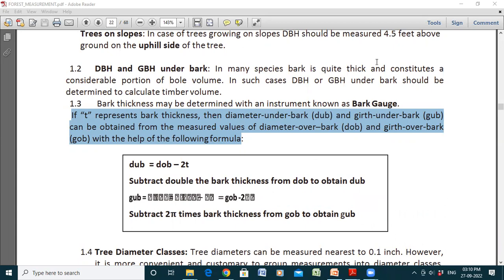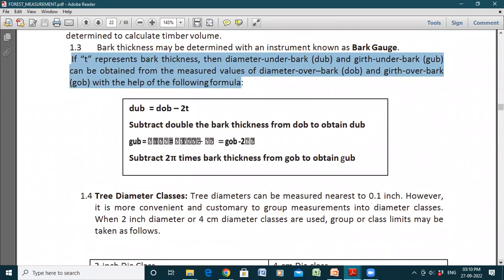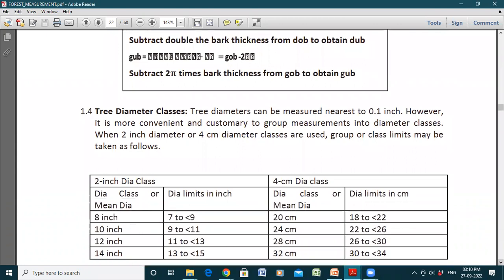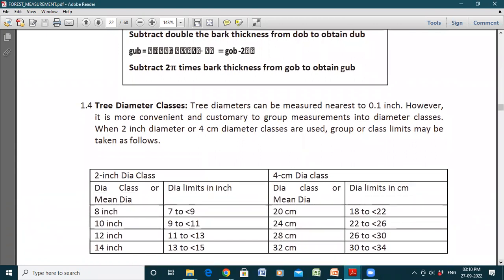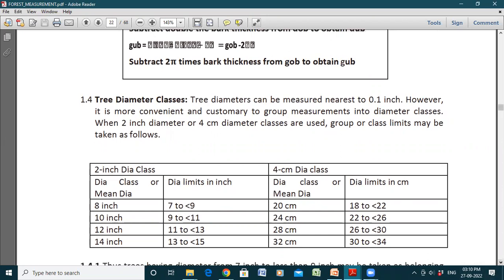Let me clear this. Okay, now the screen is clear. So, tree diameter classes. Tree diameters can be measured to the nearest 0.1 inch. However, it is more convenient and customary to group measurements into diameter classes. When 2 inch diameter or 4 centimeter diameter classes are used, group or class limits may be taken. Suppose we are considering 2 inch diameter, or suppose we are considering 4 centimeter diameter. Why are we considering this? We are considering this to divide the class. Is it clear? We are dividing into diameter classes.